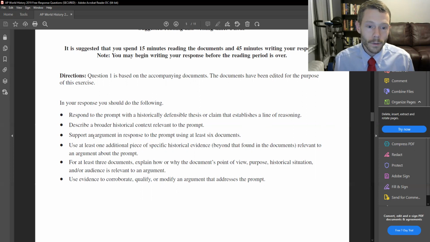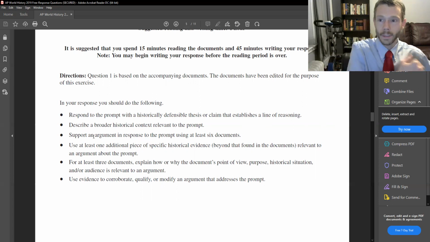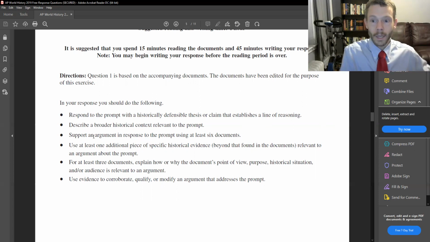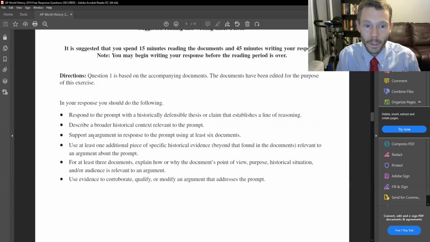You must then use at least 1 additional piece of specific historical evidence, basically outside information, quote, relevant to an argument about the prompt. Now, students nationally tend to struggle with earning this point because the outside evidence that they use is not relevant to the prompt. So that's really the key word that I want to emphasize: any outside information you bring to the table must be relevant to the prompt.